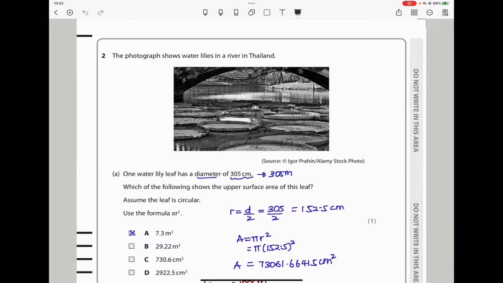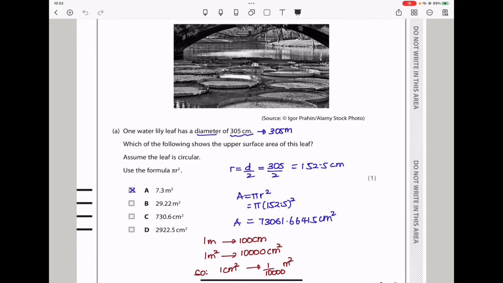Question 2. The photograph shows water lilies in a river in Thailand. One water lily leaf has a diameter of 305 centimeters, which is about 3.05 meters. They say which of the following shows the upper surface area of this leaf? Assume the leaf is circular.